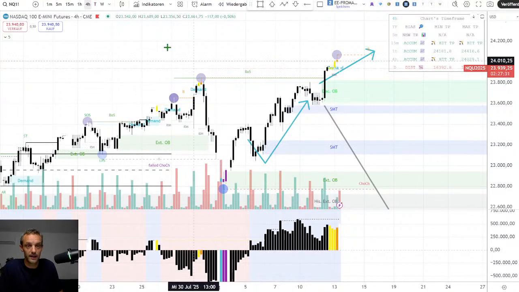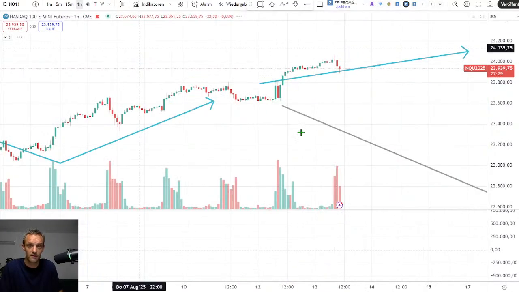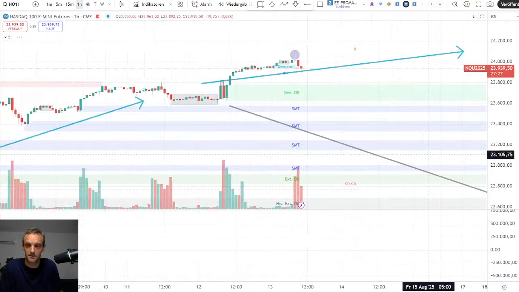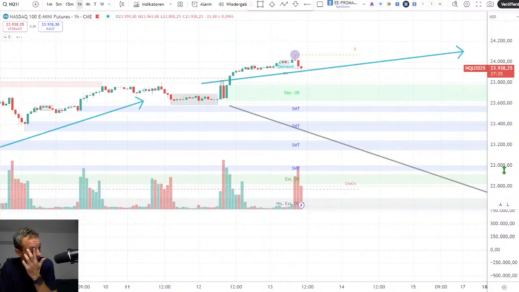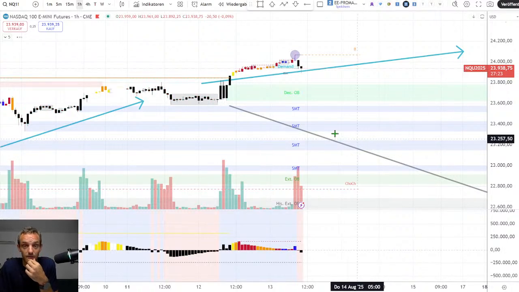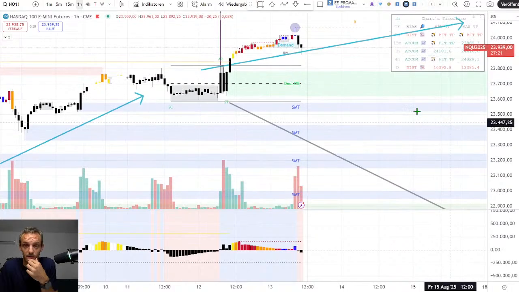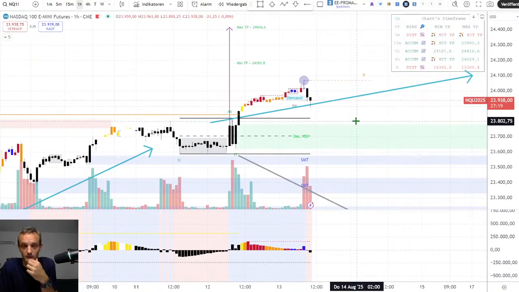Why is here a good buying opportunity? Here and there, now in the NASDAQ, in the lower time frames. Okay, in the lower time frames, we are now coming to lower time frame entries on the 5-minute chart. We go down now.